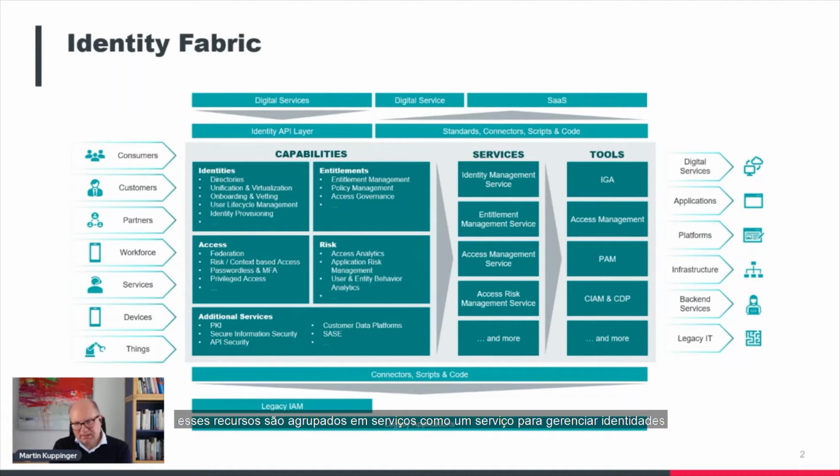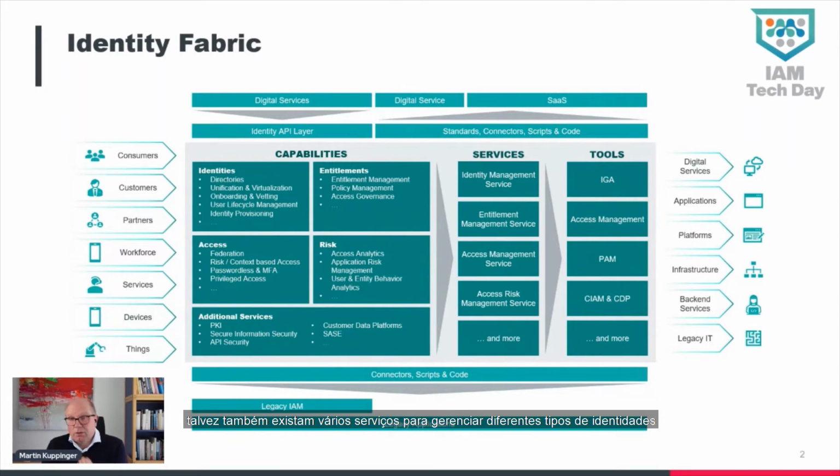These capabilities then are grouped in services, like a service for managing the identities. Maybe there are also multiple services for managing different types of identities, for managing entitlements, for managing the access. That might, again, be split into managing human access versus managing API-based access of things, of services, of devices, the management of access risks, and more.